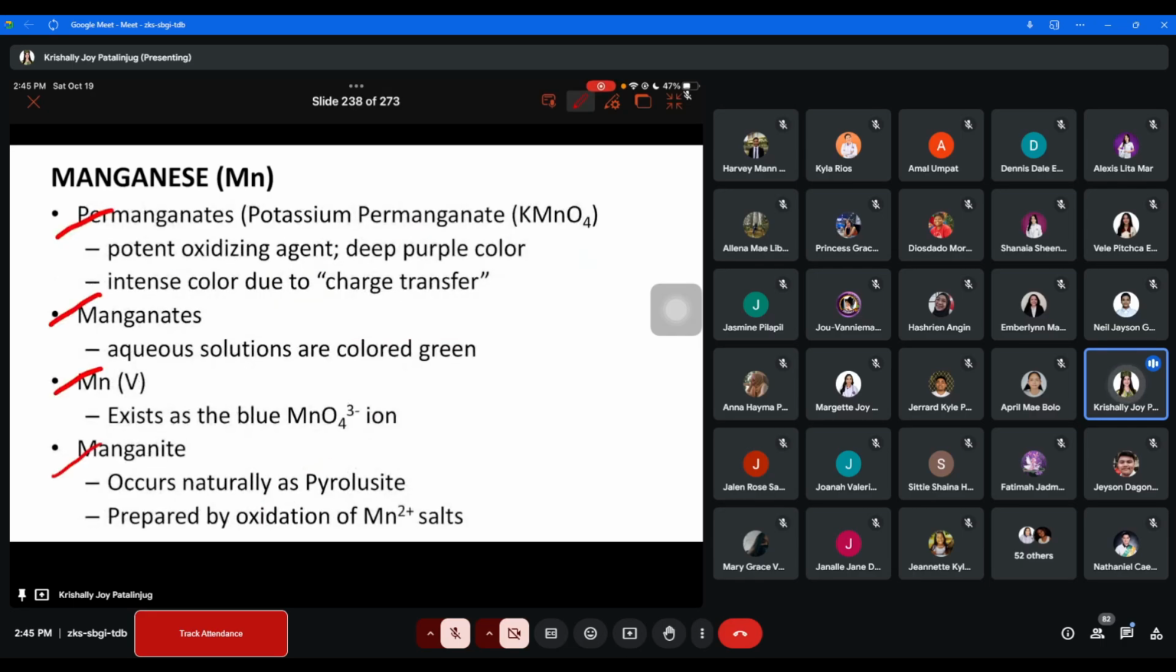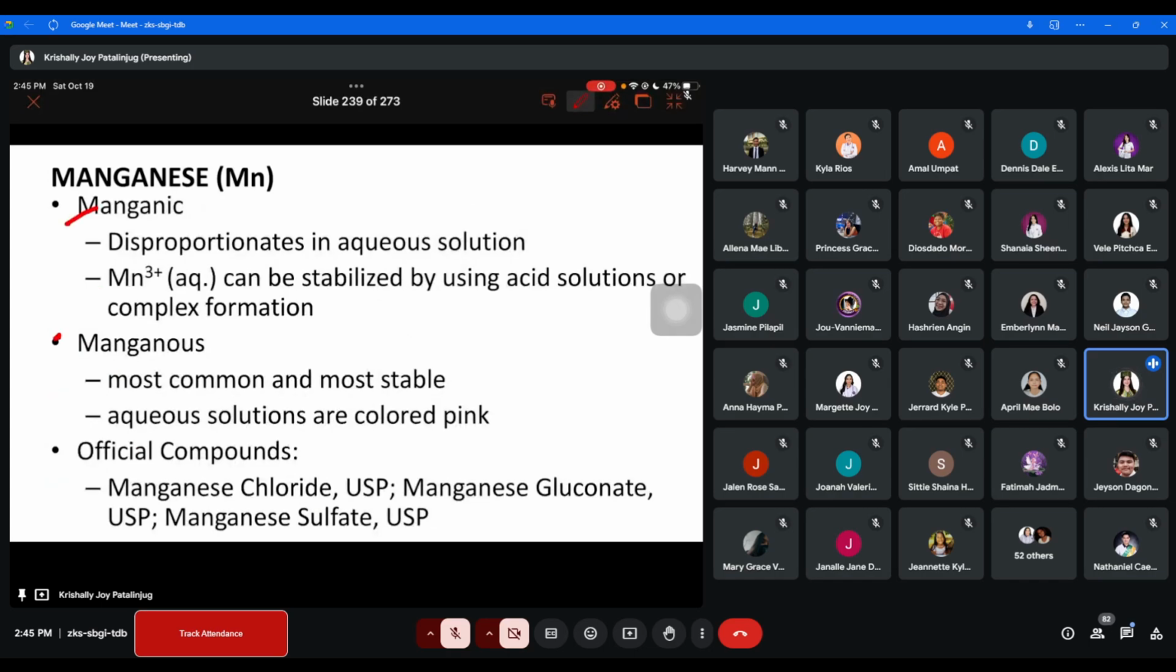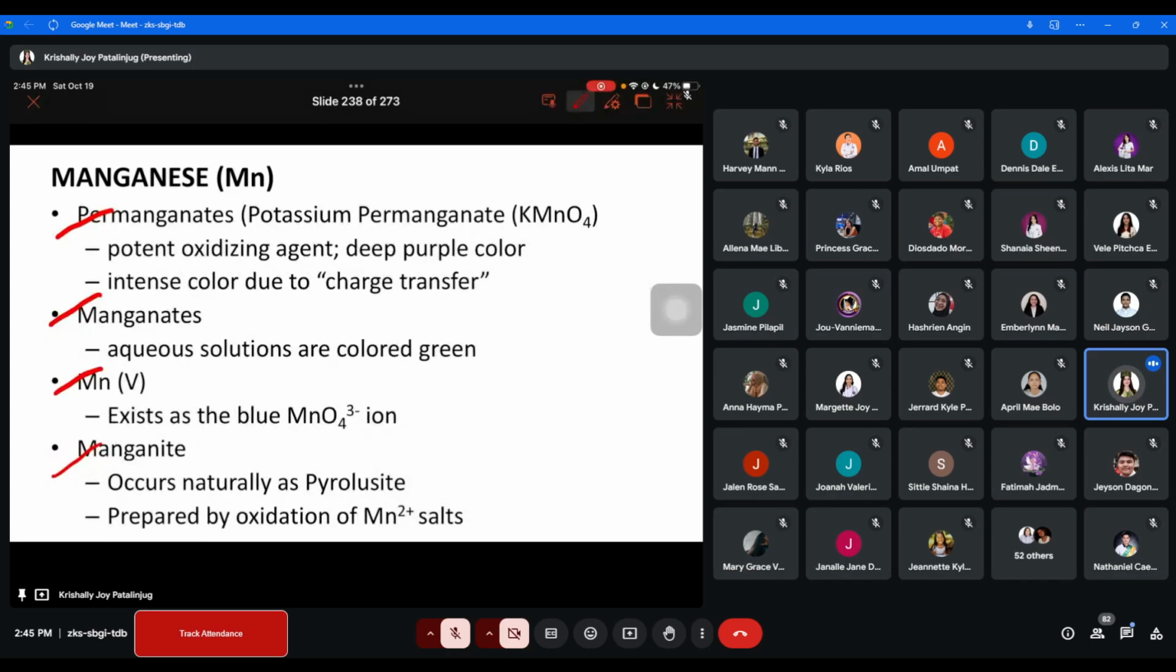And then these are the forms of manganese. There are many oxidation forms of manganese. One is permanganate, which is the component of potassium permanganate. Permanganate is colored purple. It's a potent oxidizing agent. As for the manganates, in aqueous solution they are colored green.